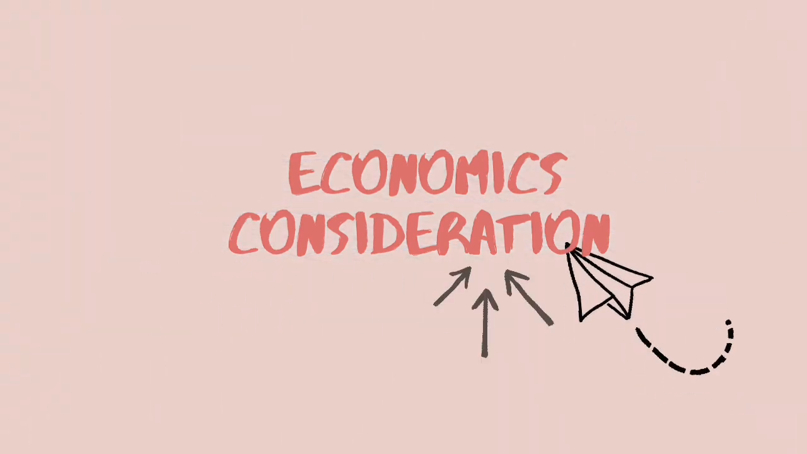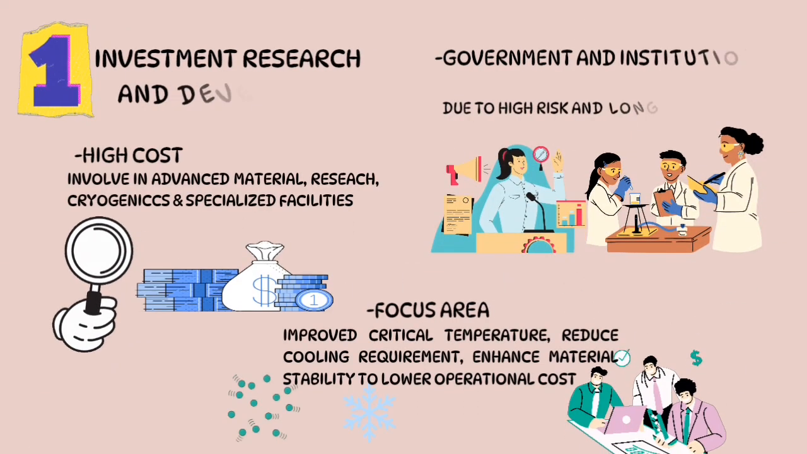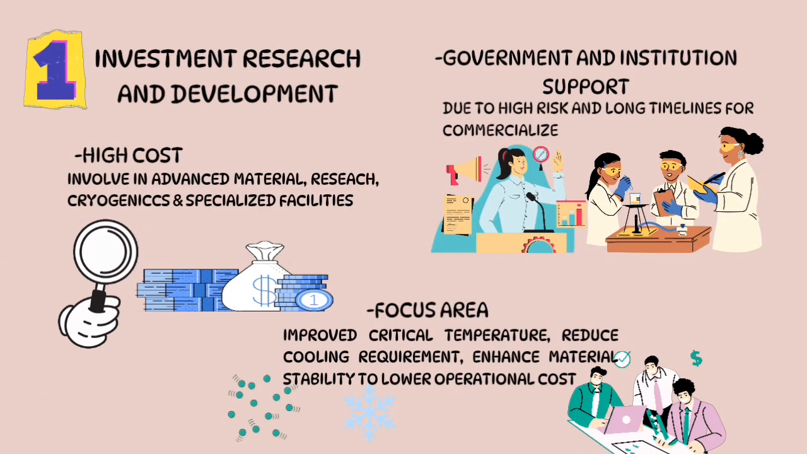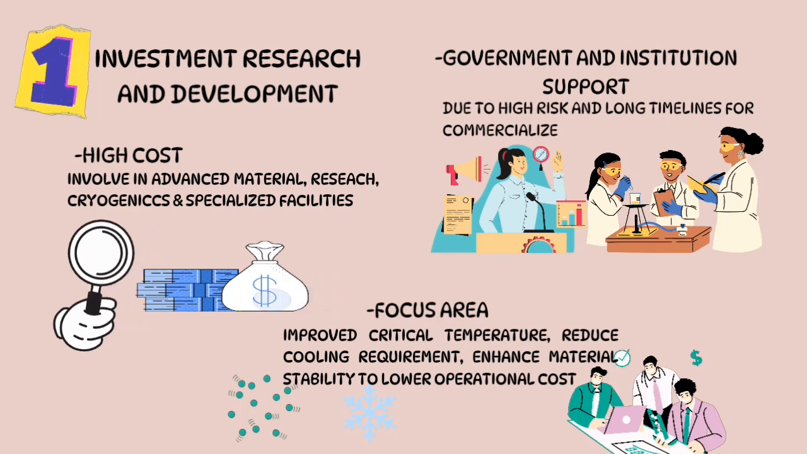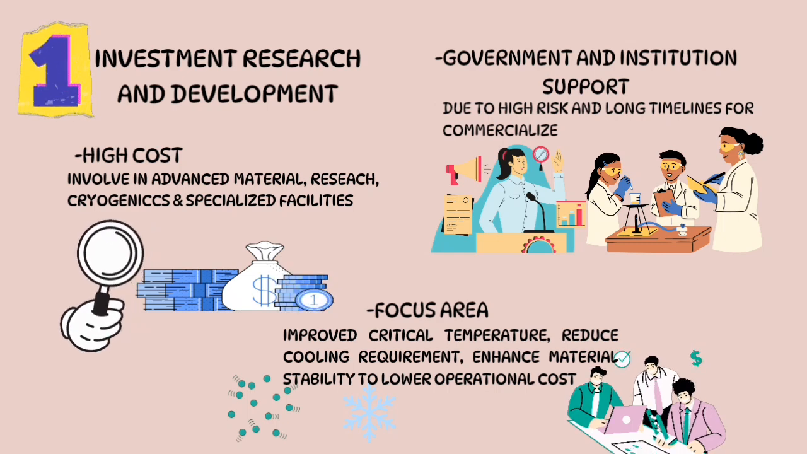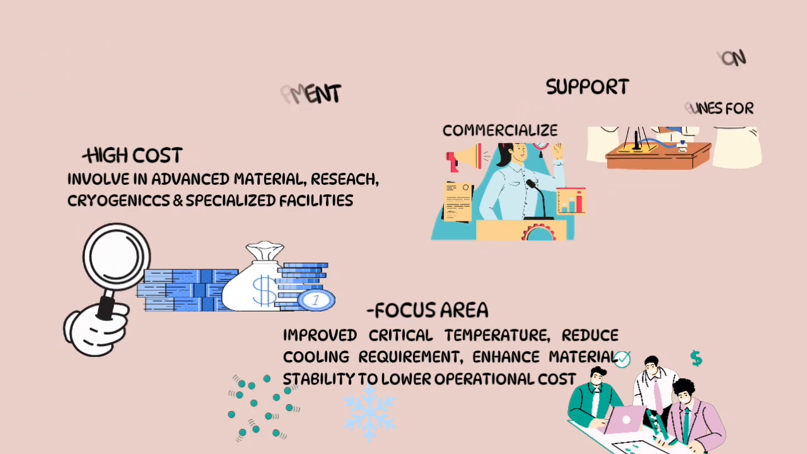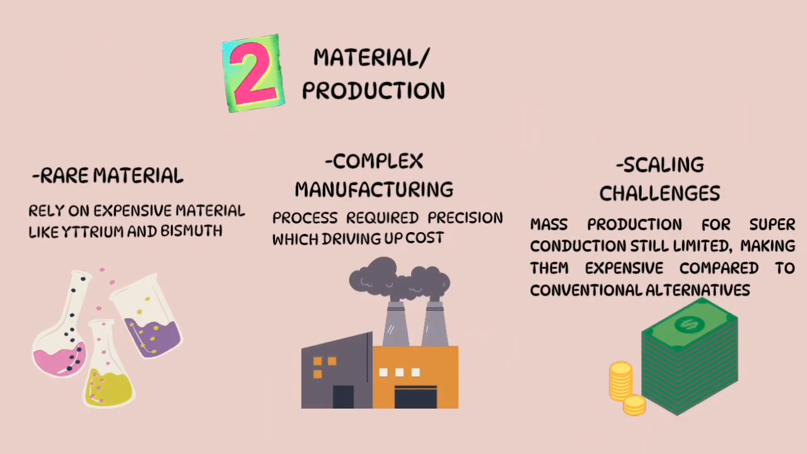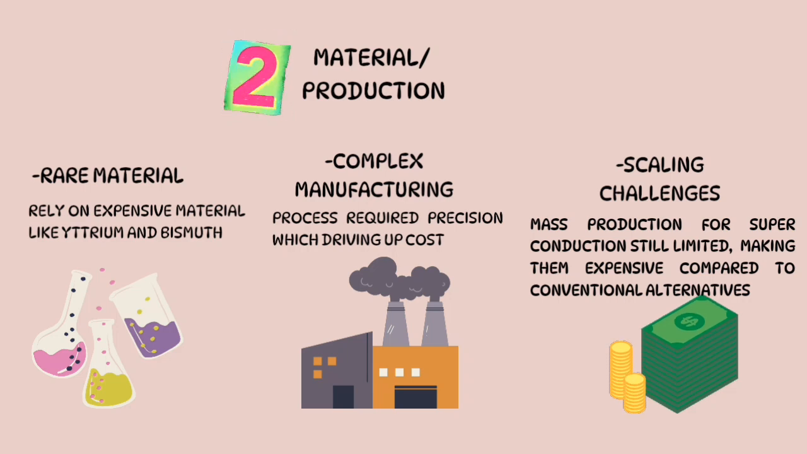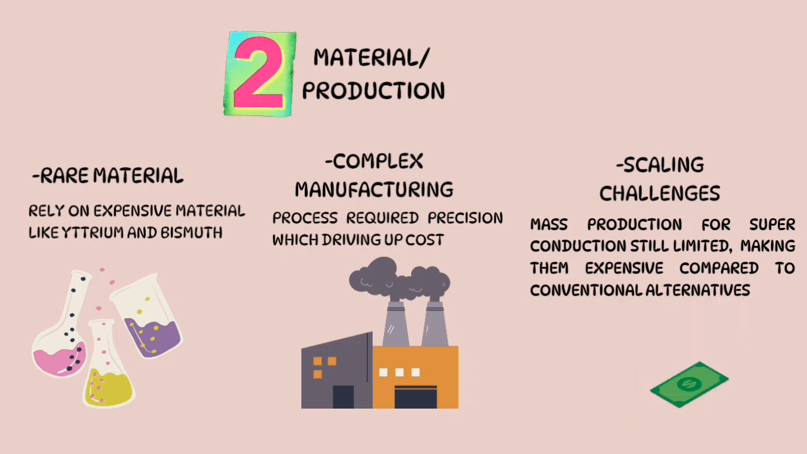Let's talk about them. First, making superconductors needs a lot of money. You need special materials, labs, and tools. Governments and companies have to help pay because it's risky and takes a long time. Next, superconductors need rare and expensive materials, like yttrium and bismuth. Making them is hard and costs a lot because it needs to be perfect. It's also tough to make them in big amounts, so they're still pricey compared to normal materials.